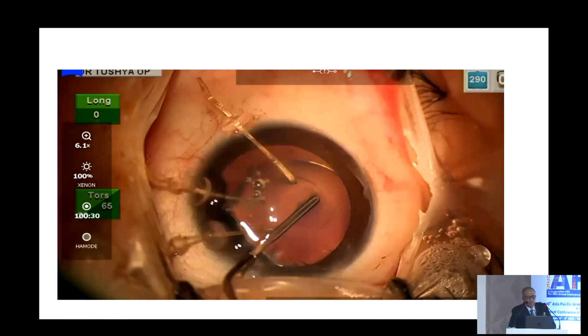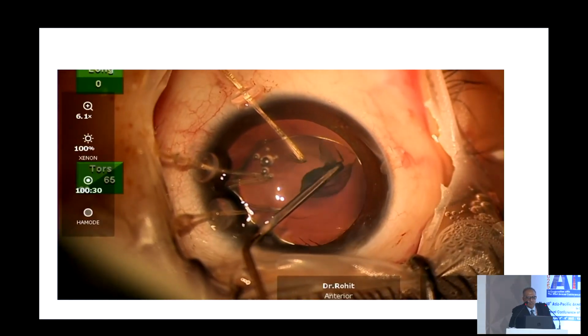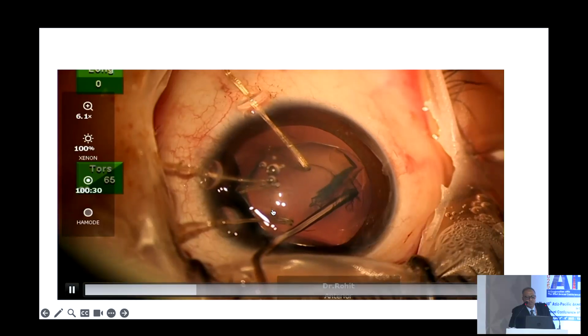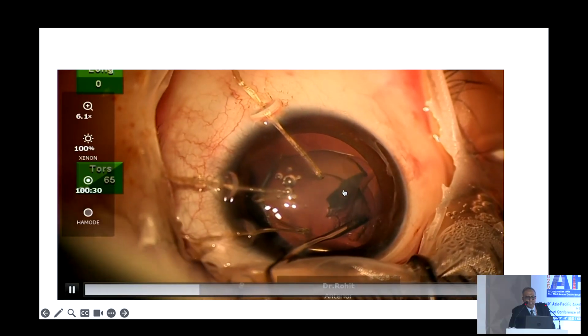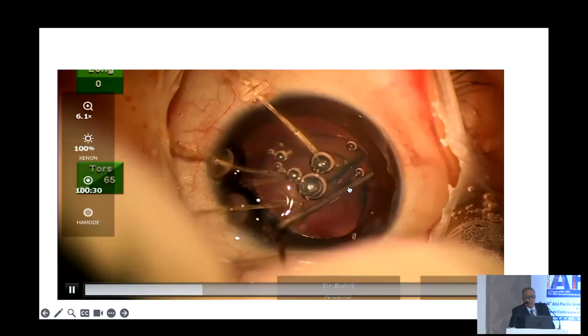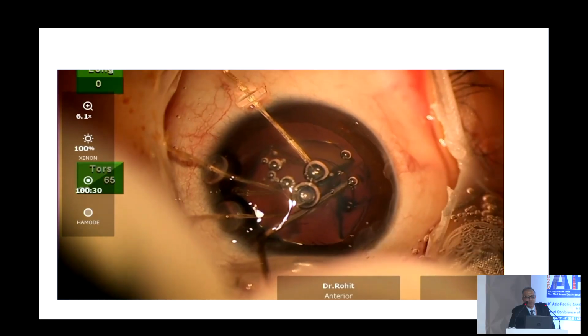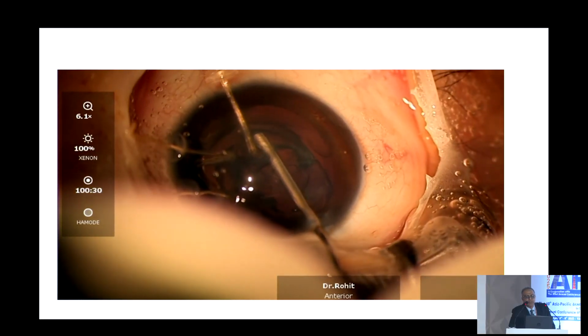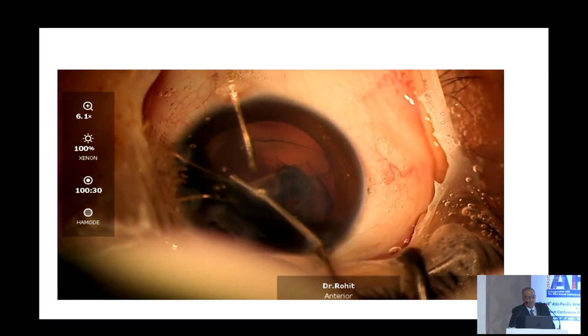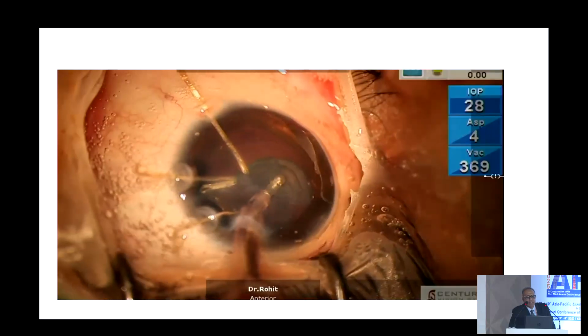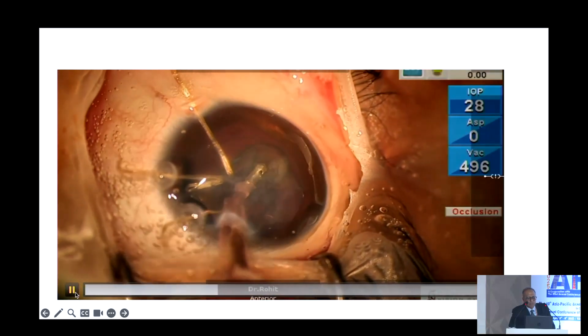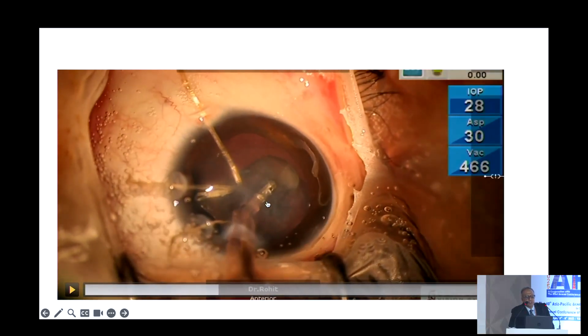So once this part is done, now comes how do I take care of the cortex out here. I'm trying to do hydrodissection, which I'm not able to. So now I'm shifting to viscodissection. When I'm doing viscodissection, I've been able to separate it fully. So this is something which you should.